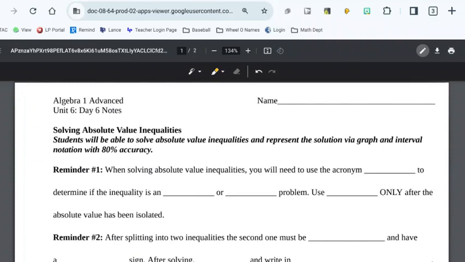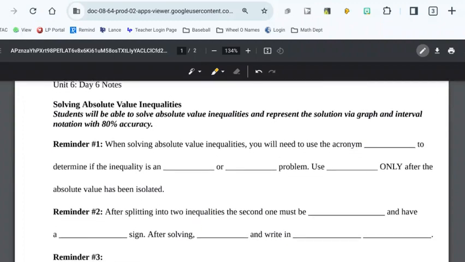Today we're going to focus on solving absolute value inequalities and graphing those absolute value inequalities. Students will be able to solve absolute value inequalities and represent the solution via graph and interval notation with 80% accuracy. Okay, so let's jump into it.